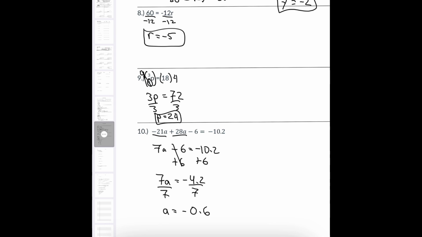You could turn this into a fraction, a equals negative 3/5. But with this one, because it started with a decimal, I'm going to leave it as a decimal. And that is the end of this first page of the review.